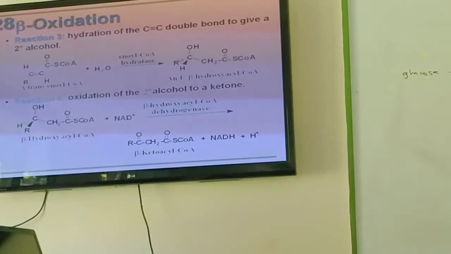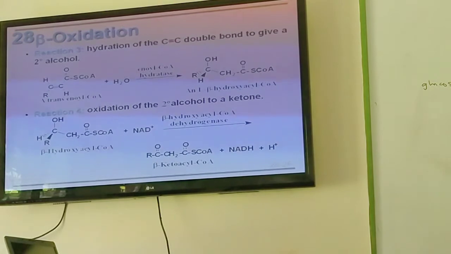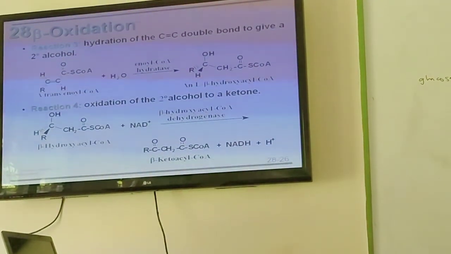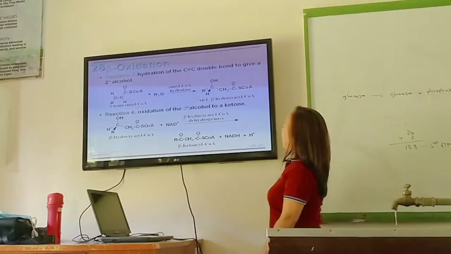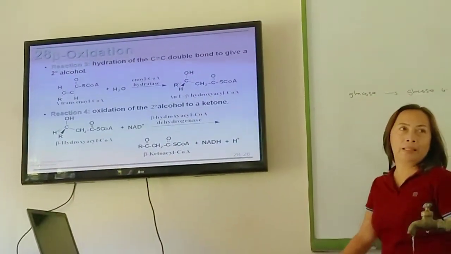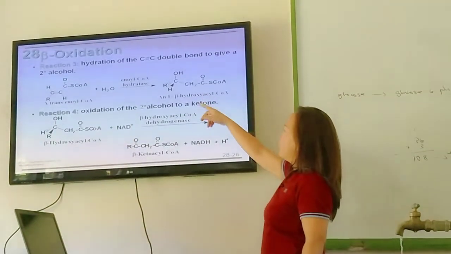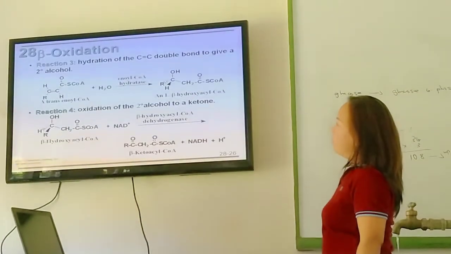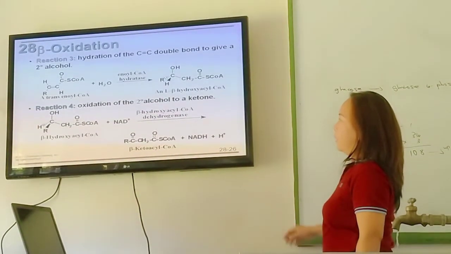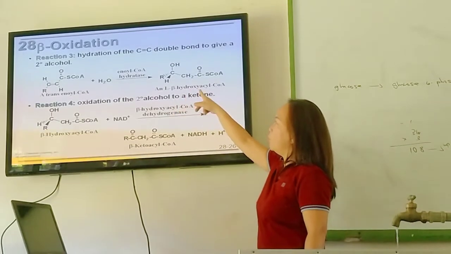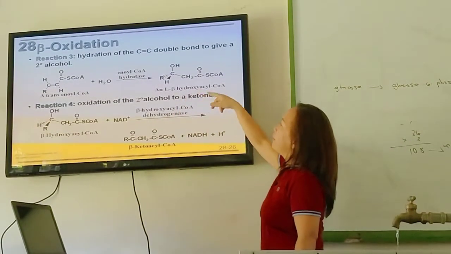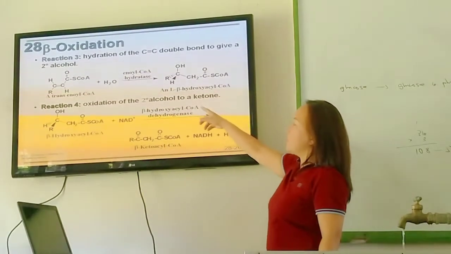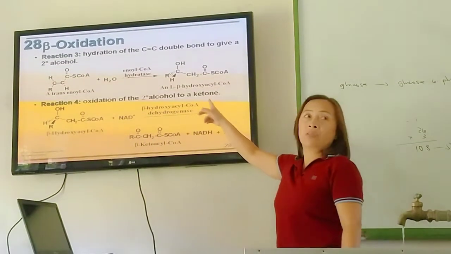Reaction 3 is hydration of the carbon double bond to give a secondary alcohol. So the trans-enoyl-CoA is converted into L-beta-hydroxyacyl-CoA. That is the result of the hydration of trans-enoyl-CoA. Next is the oxidation of the secondary alcohol to a ketone.